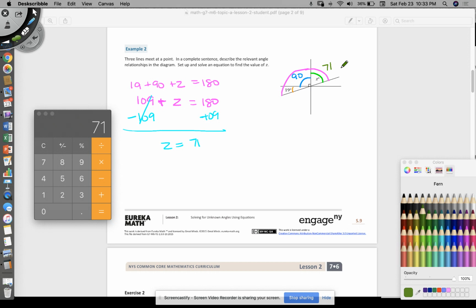So a couple things you could say here. You could say that you took angle 19 and angle 90, added them together to get 109, and then added in whatever the rest would be, that would equal 180 degrees because all three angles created a straight angle. That would be your description sentence. All right, let's go to the next one.